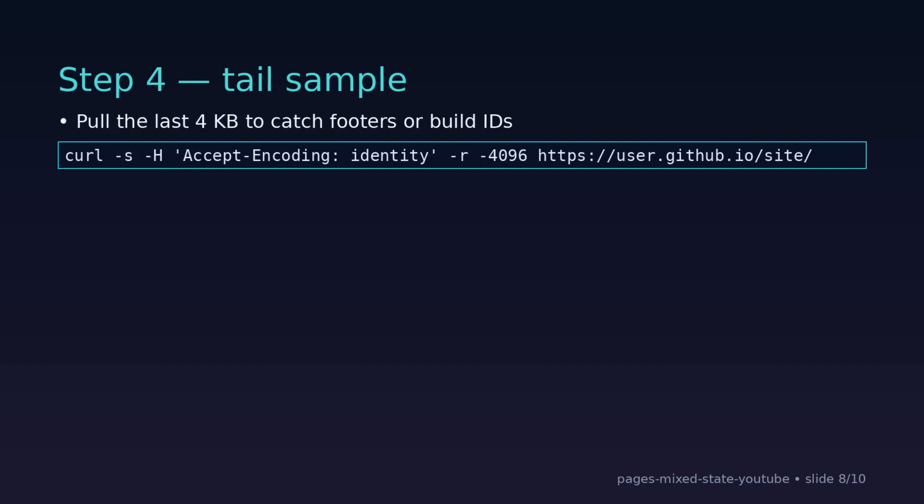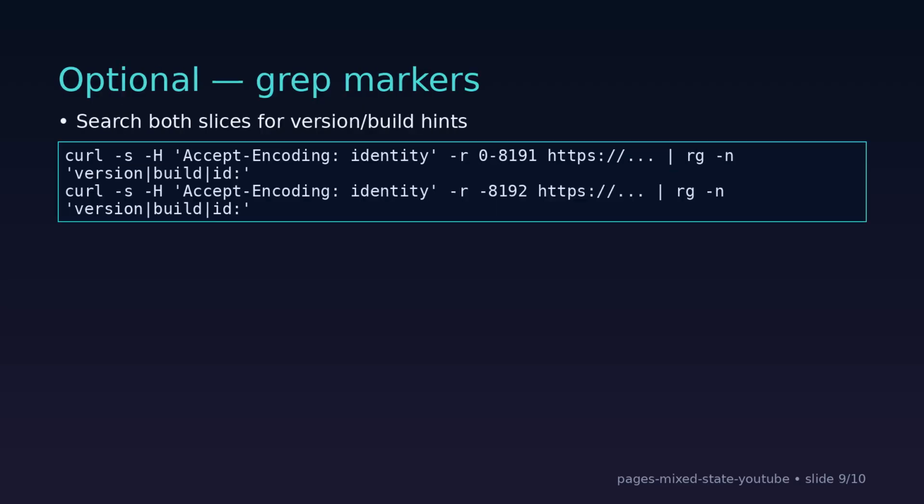Optional verification. Search both samples for version or build markers to detect split deployments quickly. curl -H 'Accept-Encoding: identity' -r 0-8191 https://... | rg 'version|build ID'. And curl -H 'Accept-Encoding: identity' -r -8192 https://... | rg 'version|build ID'. If one side has a new build ID and the other does not, you are seeing mixed state, not necessarily a bad deploy.